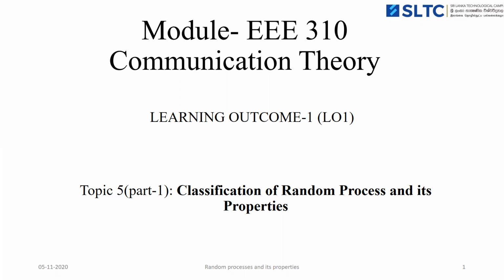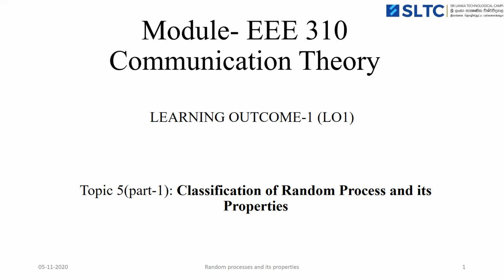Multivariate expectation means when the function has two or more random variables, then we are able to find the multivariate expectation. Then we studied the sample mean of the random variable. It is calculated from the set of sample values of the random variable in an experiment.